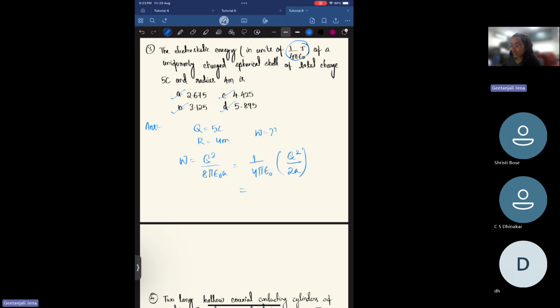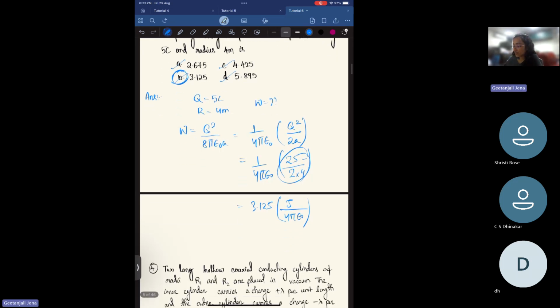So 1 by 4 pi epsilon naught is 9 into 10 to the 9. Q square is given 25 and 2 into 4. So this will give. Okay, so we need to express in terms of 1 by 4 pi epsilon, so you don't need to put 9 into 10 to the 9. So this will give 3.125 joule by 4 pi epsilon. Answer will be option B.